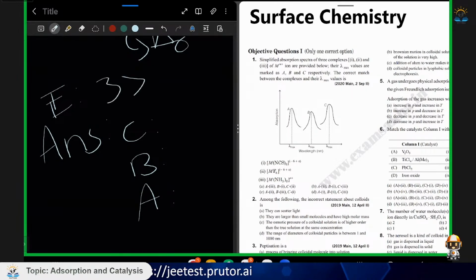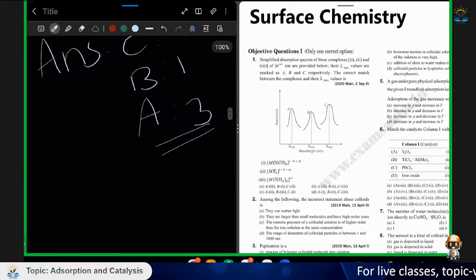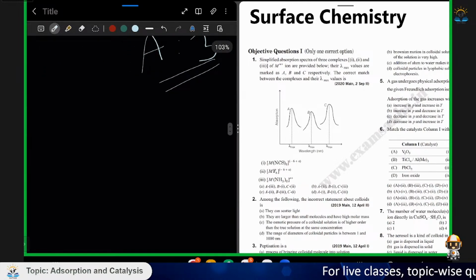For now, 3 greater than 1 greater than 2. So C is 2, B is 1. I have given the explanation. For more clarity, please study the strength of ligands in coordination chemistry.